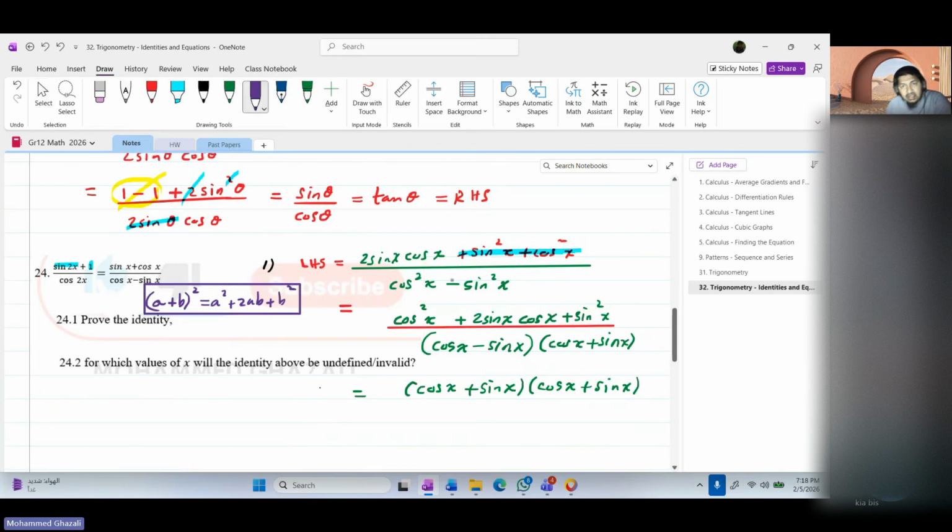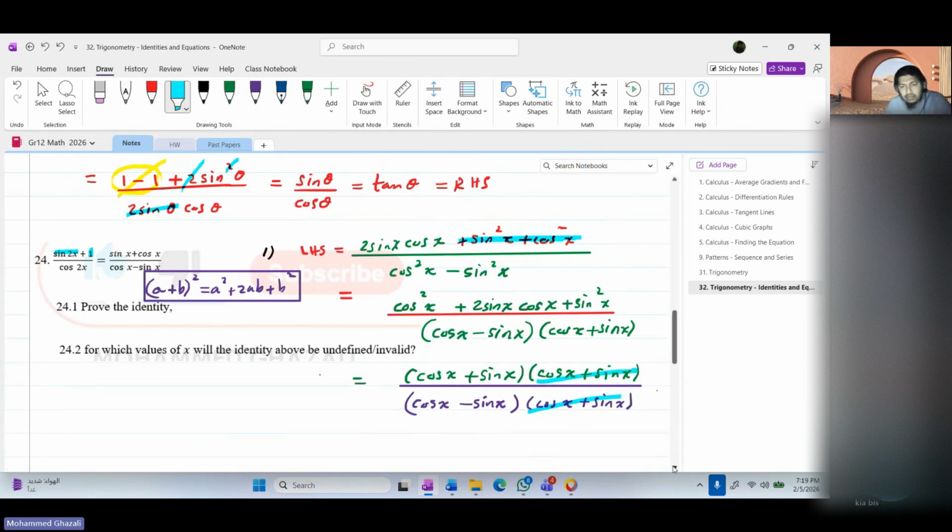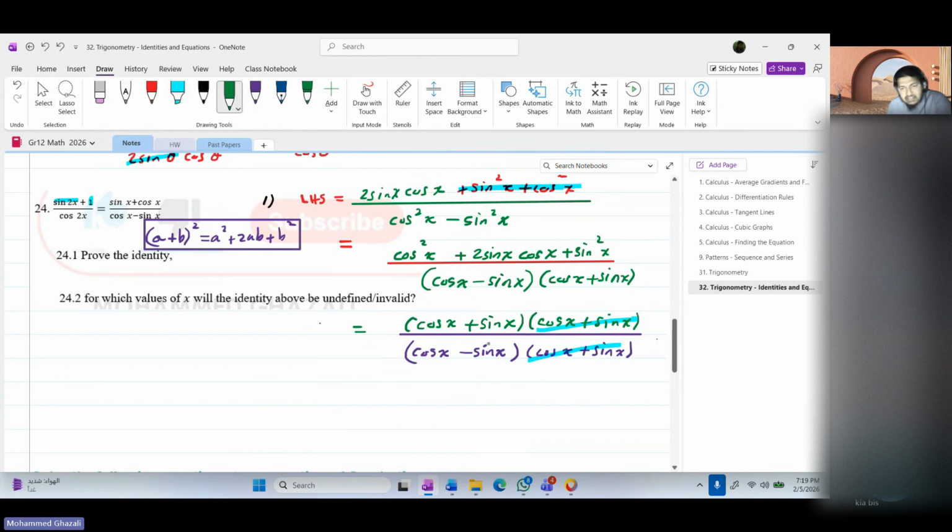Now, anyways, let's continue factorizing this. And now you see you have cancellation. If you continue factorizing this, you got cos x minus sine x, right? Into cos x plus sine x, right? And now you can see that terms will cancel out. One from the top, one from the bottom. And now we are left with cos x plus sine x, right? Divided by cos x minus sine x, which is clearly equal to the right hand side.